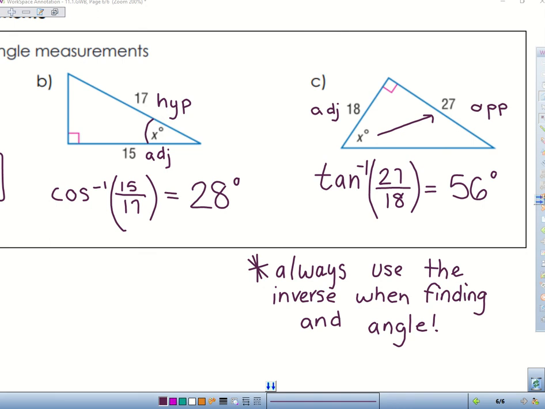Any questions about those? How'd you know it was cosine for B? I knew it was cosine because do you see how the opposite side would be that one that's vertical? If I don't know the opposite side, the only trig function I can use has to be cosine because the other two require opposite.